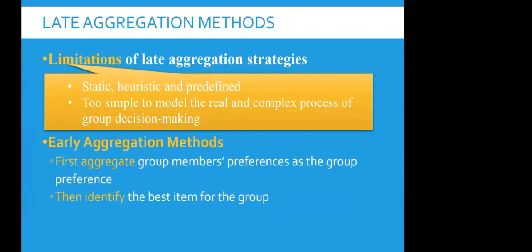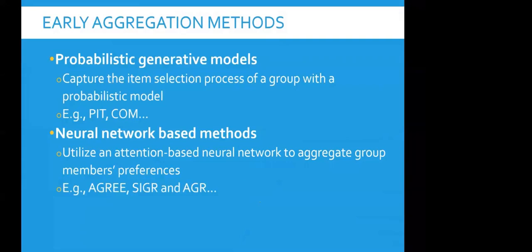Another type of method is the early aggregation-based method. In this category, these methods first aggregate group members' preferences as a group preference and then identify the best item for the group. Typical methods in this category include probabilistic generative models and neural network-based methods. Probabilistic generative models capture the item selection process of a group with a probabilistic model, such as PIT and COM. Neural network-based methods utilize an attention-based neural network to aggregate group members' preferences. For example, AGREE and SIGR.